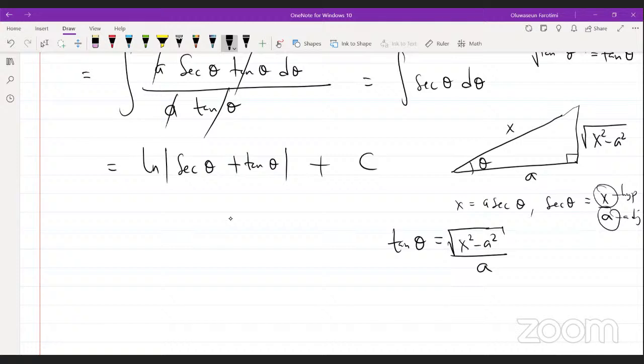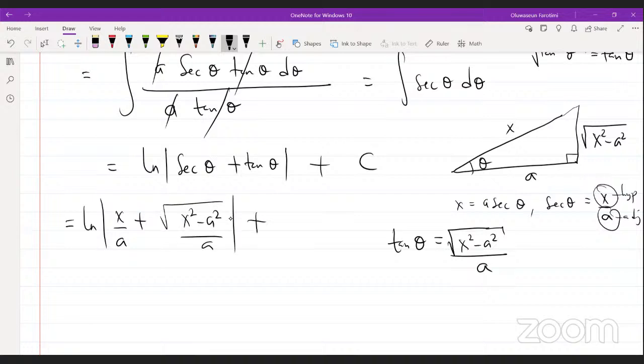So right now, I'm really ready to plug in things. So ln of, you have the absolute value. What is secant of theta? Remember, secant of theta is just x divided by a plus, what is tan of theta? This guy, square root of x squared minus a squared divided by a, plus C.